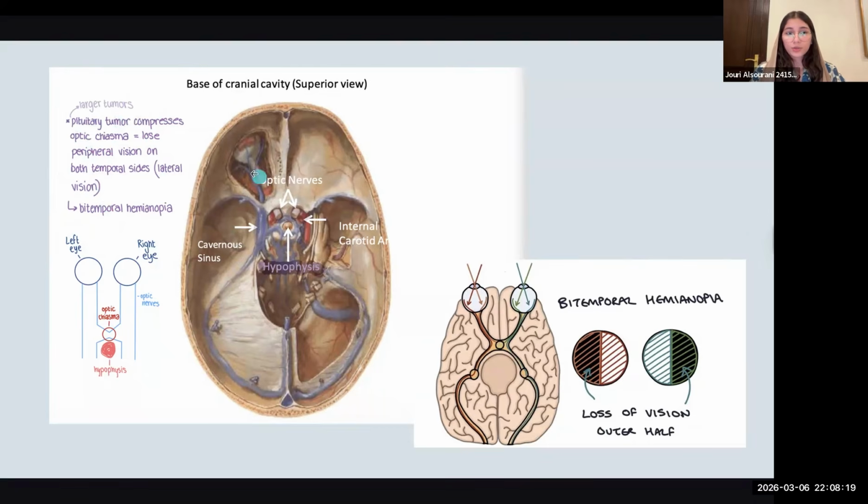So we said the pituitary tumor will compress here. We see the optic nerves. They're going to cross and they're going to make the optic chiasm. So it's going to compress this optic chiasm and it's going to cause the patient to lose this part, the temporal vision, the outer half of their vision.